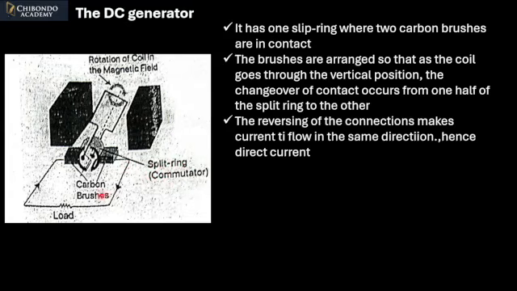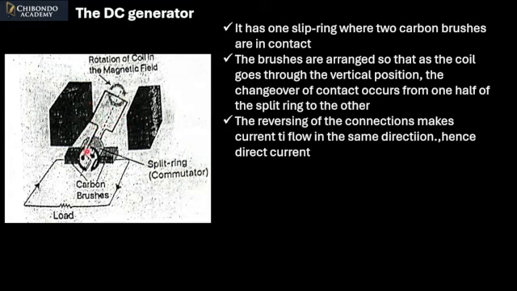So the setup will be like this, and we have the coil in this way. It has one split link where two carbon brushes are in contact, and these brushes are arranged in this particular way so that as the coil goes through the vertical position, the changeover of the contacts occurs from one half of the split link to the other. During the first half cycle, let's say this part was positive and this part was negative, but these ones keep on changing in the middle, and they're not fixed.